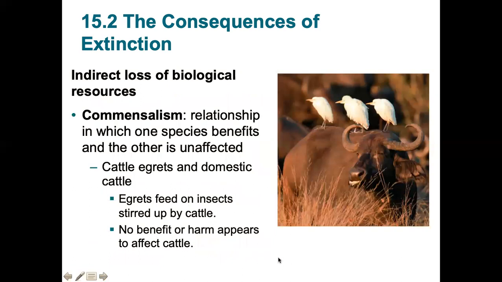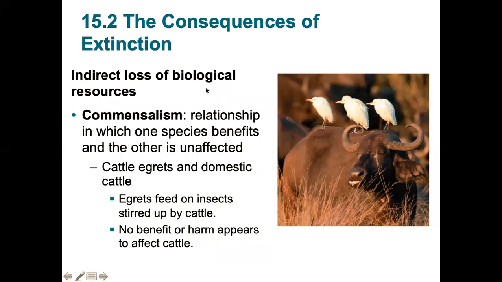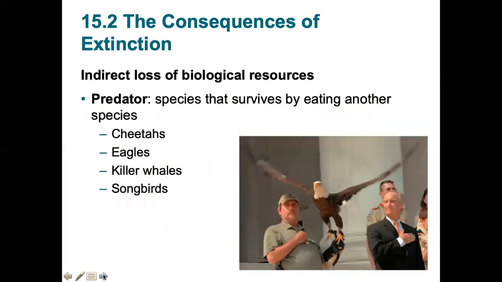Commensalism is when one organism benefits and the other one is unaffected. So yeah, they've got the egrets feeding on the insects of the cattle. The cow doesn't really seem to care. Sometimes we all need the zen of the cow, I think, but that's commensalism. So if mutualism is like a plus relationship, commensalism is like a plus zero, meaning no change.